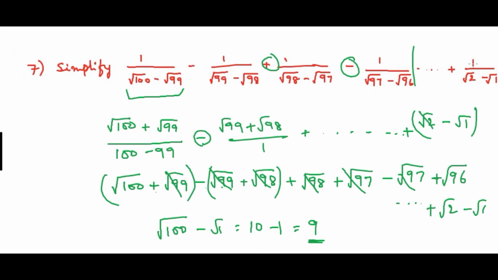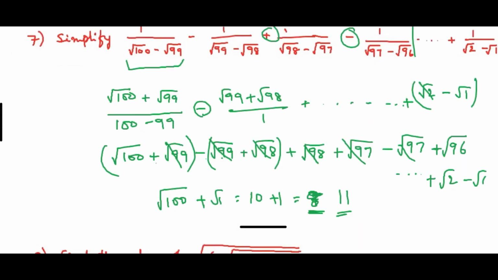Sorry, here we need to multiply with root 2 plus root 1, so it will be plus only. So this is plus and the answer would be 11. Okay, let's move on to the next question.